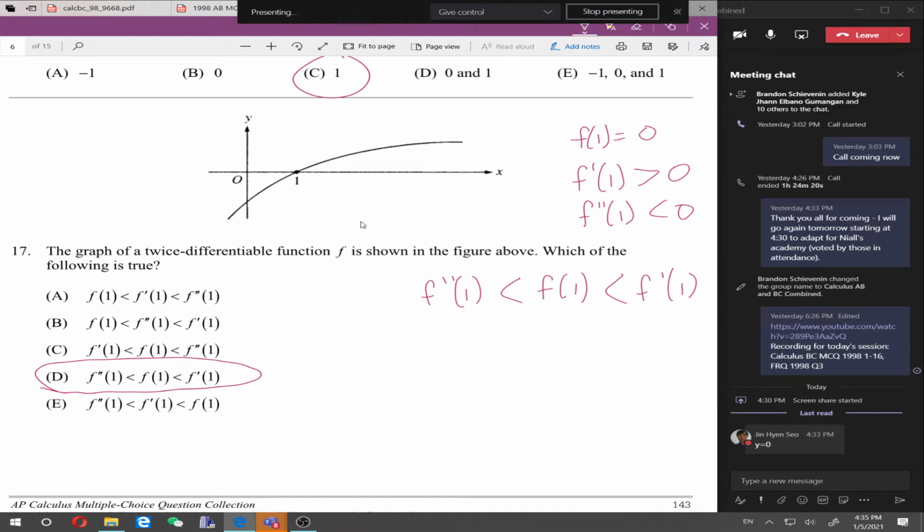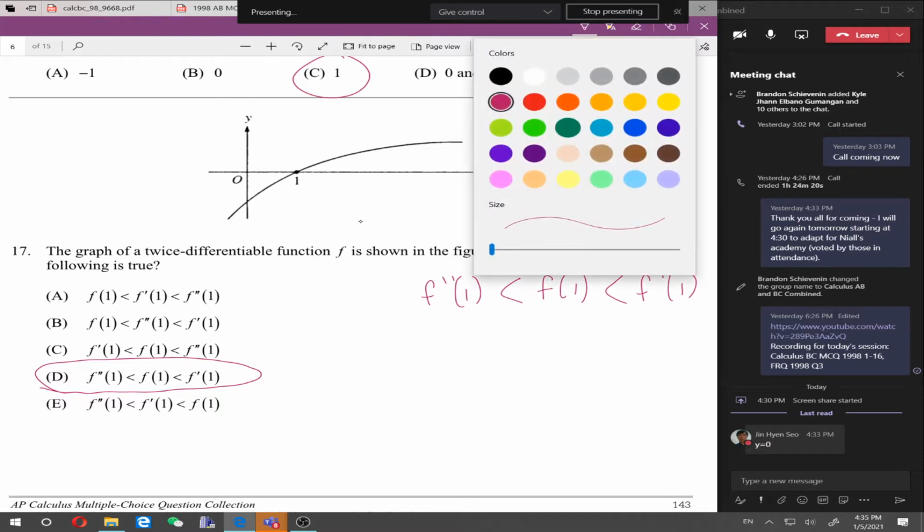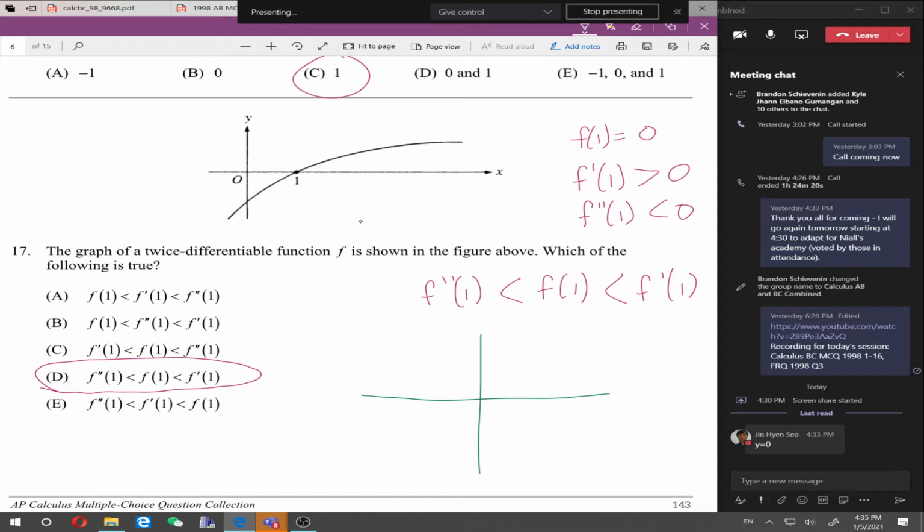Any questions on this one? Okay, I'm going to draw our chart again for people who weren't here last time, so really quickly. If our first derivative is greater than 0, that means we are increasing. If our first derivative is less than 0, we are decreasing. If our second derivative is greater than 0, then we are concave up.